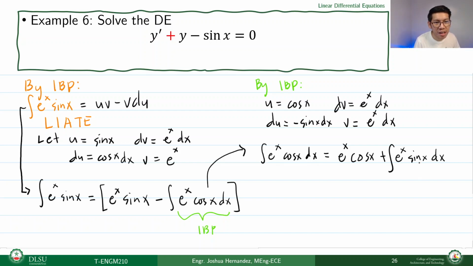Mukhang walang katapusan itong ating integration by parts, no? Pero if you're going to take a look at it, we have an expression e to the x sine x dx, which is, interestingly, just the same expression as our original. So, ibig sabihin, maybe we can transpose this e to the x sine x dx back here and get an expression that is equivalent to the e to the x sine x. So let's do that. Expand natin tong buo.